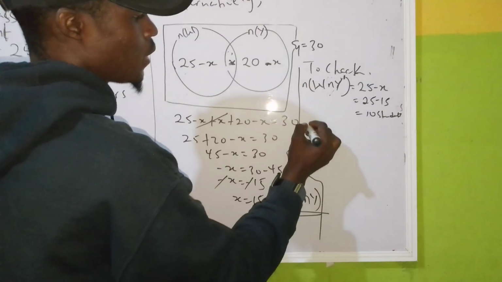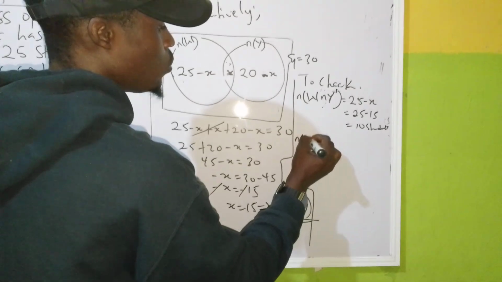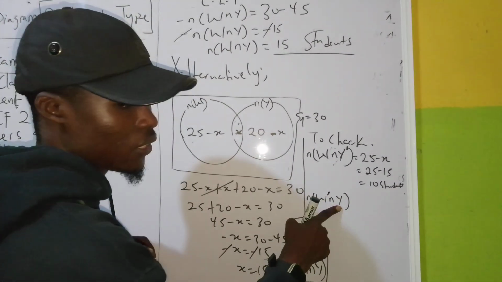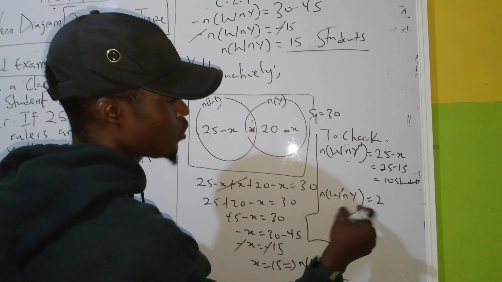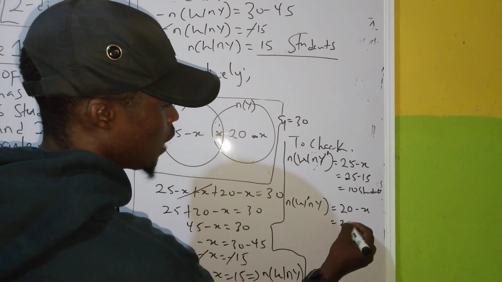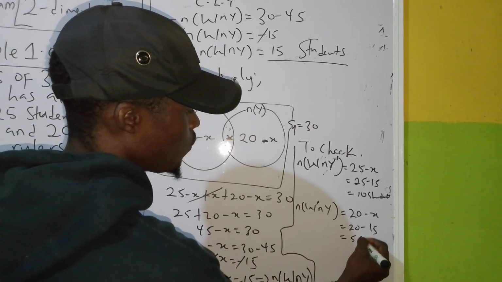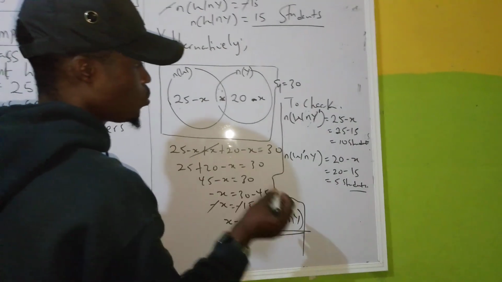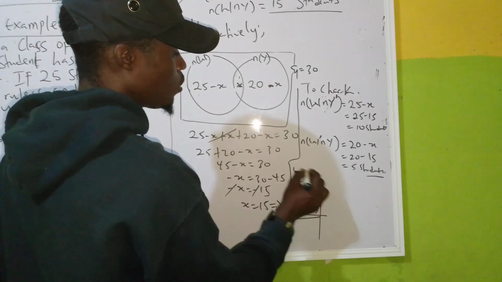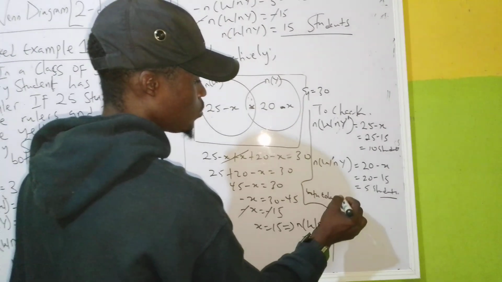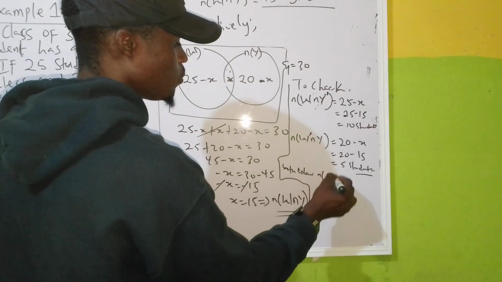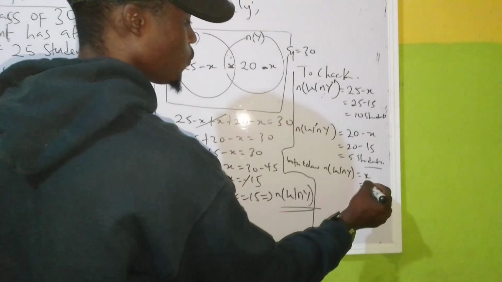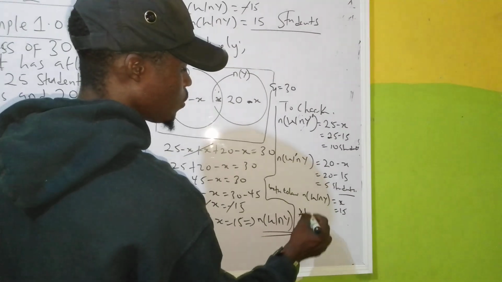So this one is exactly those that have yellow. This one will carry prime because they said exactly those that have yellow. This is the expression for it: 20 minus x. Then our x is 15. So this one will be 5 students. So now we have both colors. Those that have both colors, that's W intersection Y equals to 15. x equals to 15.